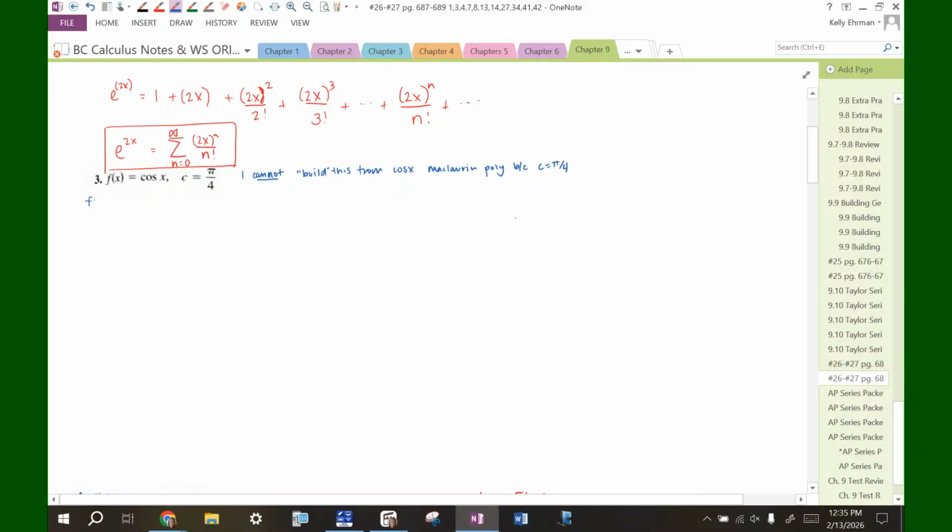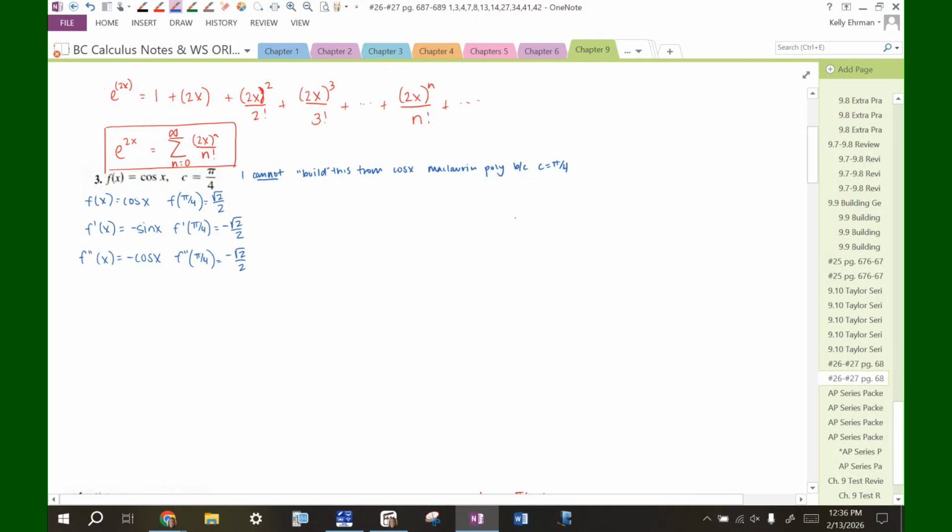So I always start with saying, okay, f of x is cosine x. f of pi over 4 is going to be radical 2 over 2. And f prime x is negative sine x. f prime of pi over 4 is negative radical 2 over 2. f double prime is negative cosine. So f double prime evaluated at pi over 4 is, again, negative radical 2 over 2. So definitely the coefficient is always going to be radical 2 over 2.